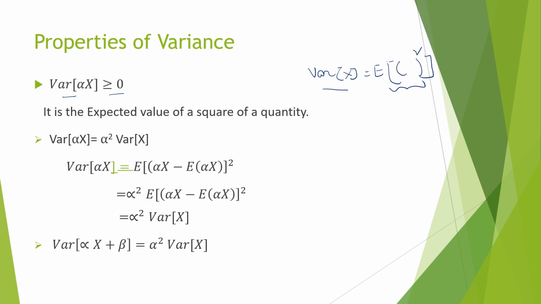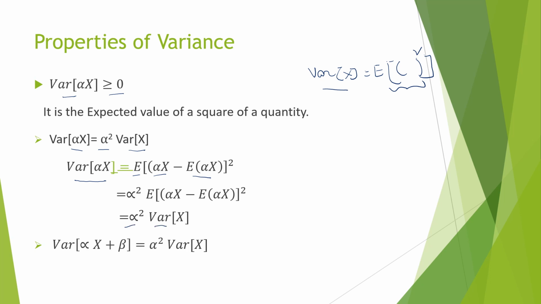The second property is variance of alpha x is alpha square variance of x. Suppose you multiply the variable x with the constant alpha, then how is its variance affected? Now variance of alpha x is the expected value of (alpha x minus E[alpha x]) whole square, and when we expand, we get alpha square variance of x. What does it mean?